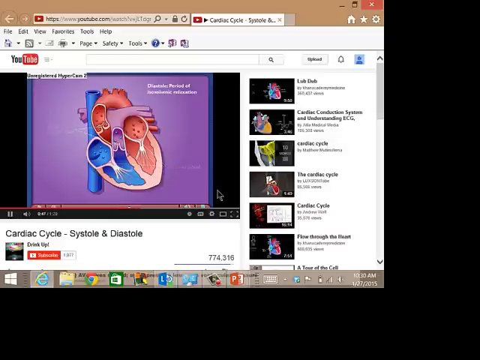When the pressure in the ventricles becomes lower than the pressure in the atria, the atrioventricular valves open and blood flows into the relaxed ventricles. This accounts for most of the ventricular filling. The atria then contract and complete the ventricular filling.